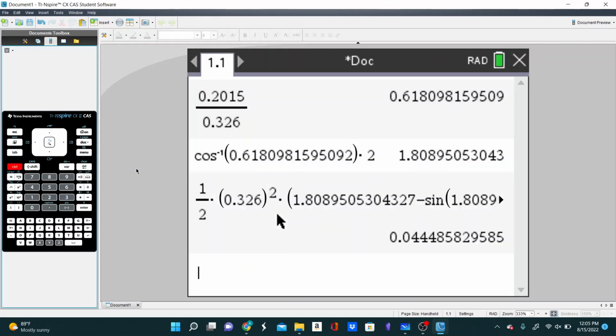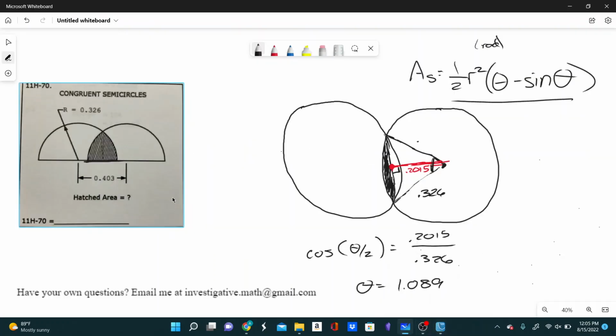All right, make sure you're in radians, and you get an area of 0.0445. So our answer is going to be 0.0445.